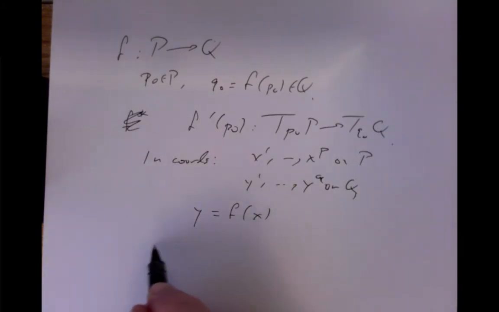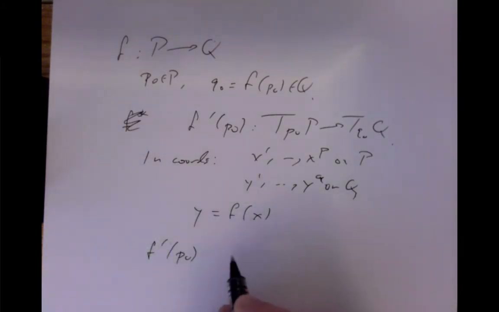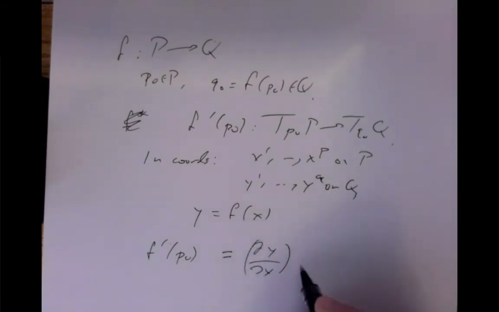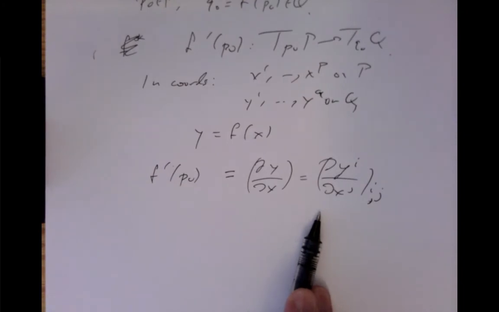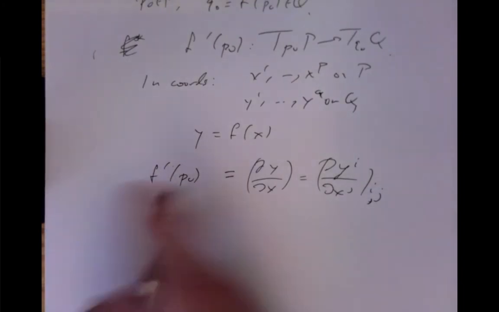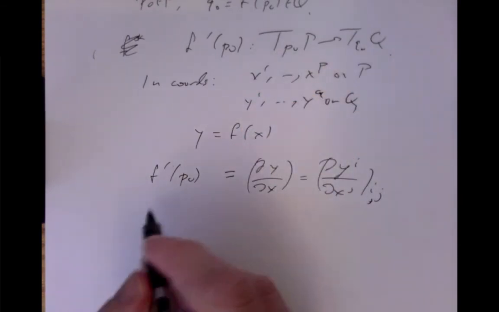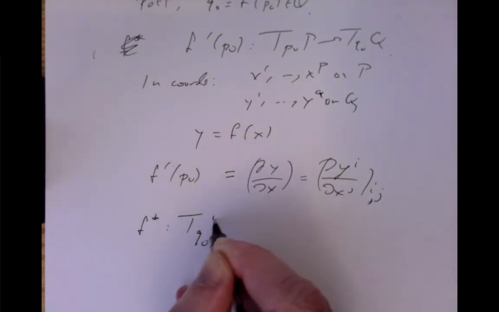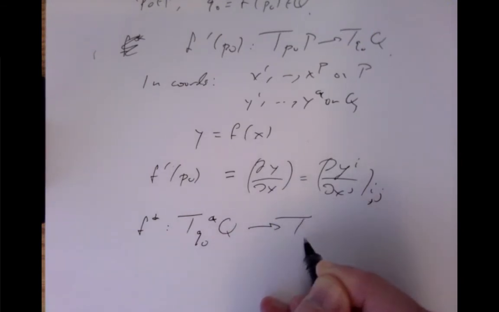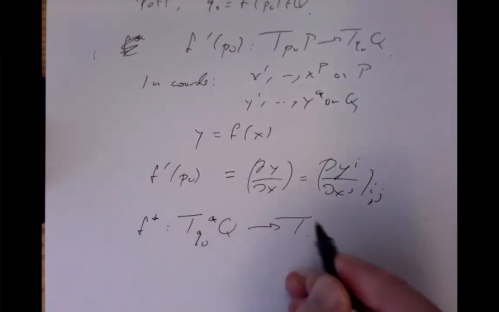So then we know that the map F prime of P naught as a linear map, it has a matrix. So I'll just write that it's equal to its matrix, which is the matrix of derivatives of the y's in terms of the x's, or if you like, it's the dy i's dx j's matrix of i's and j's. So that was how we computed out this linear map. Now there's a corresponding map. When you have a linear map that takes one vector space to another, there's always a corresponding transpose map, which we'll use here. The transpose map goes back the opposite direction, though. This is strange and confusing. It goes back from cotangent vectors on Q to cotangent vectors on P.